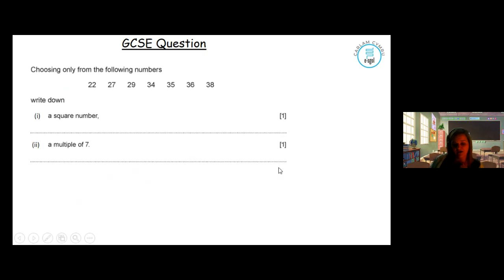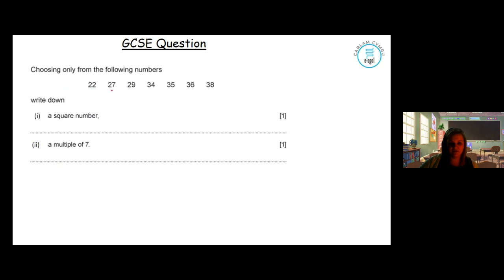So these were 1-mark questions. It was a case of looking through the list, trying to identify and remember what these meanings were. So if we think back right to the start of this session, we started with square numbers, and square numbers were the answer you got from multiplying a number by itself. So things like 1 multiplied by 1, 2 times 2, 3 times 3, 4 times 4, the answers you get from working those through.